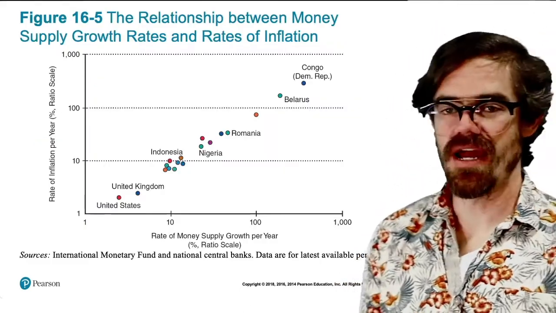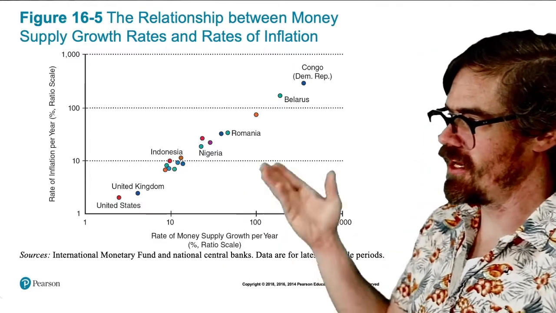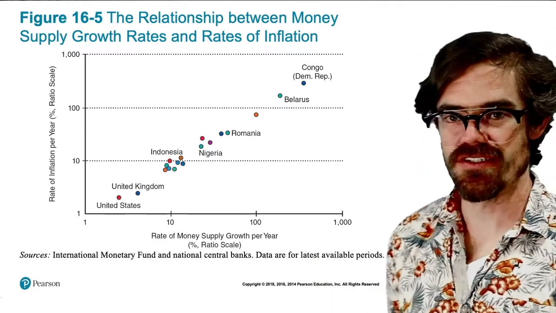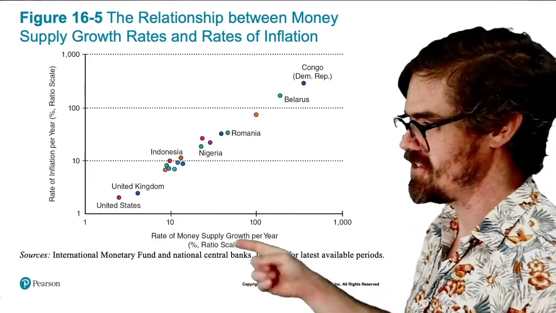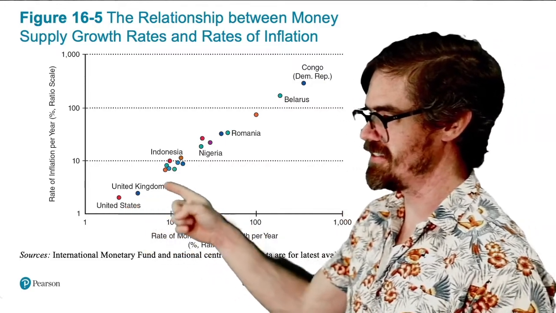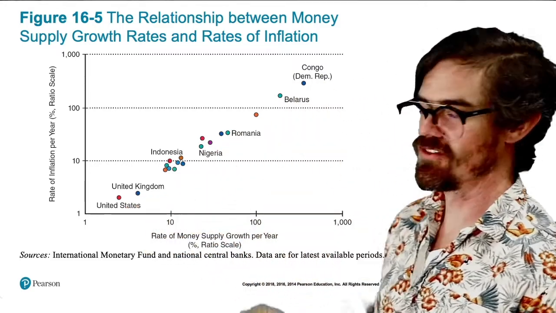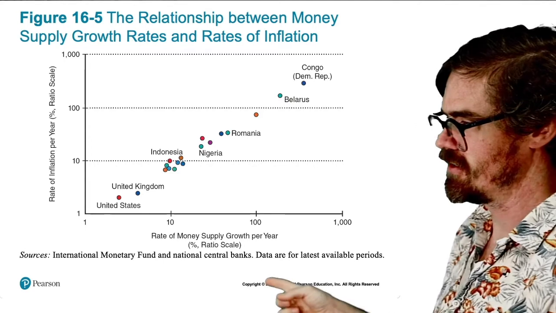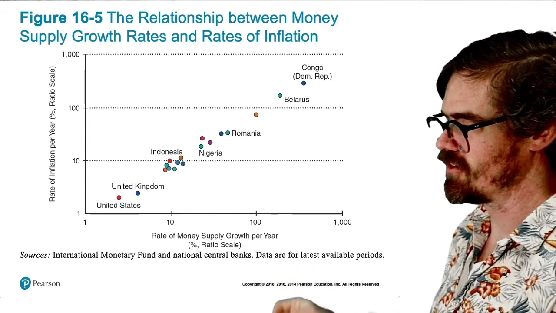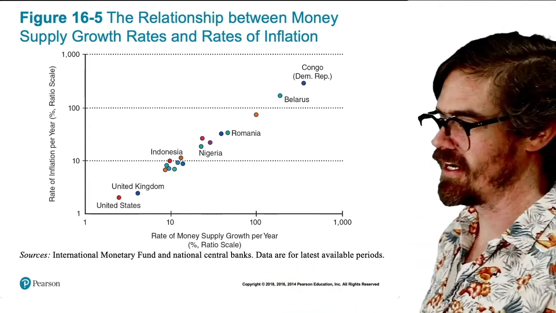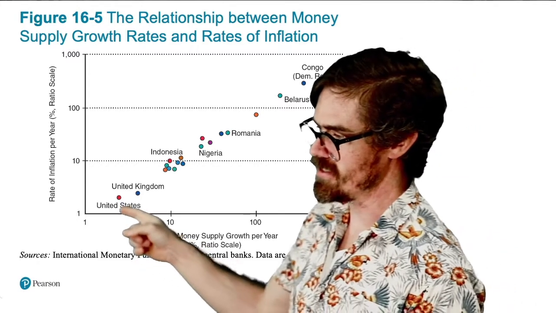All right, so to wrap this section up, let's look at the relationship between money supply growth rates and the rate of inflation. And as you can see, there's a very, very distinct positive correlation between these things, right? So here we've got the rate of money supply growth. How quickly is the money supply growing? In the United States, it's very low.